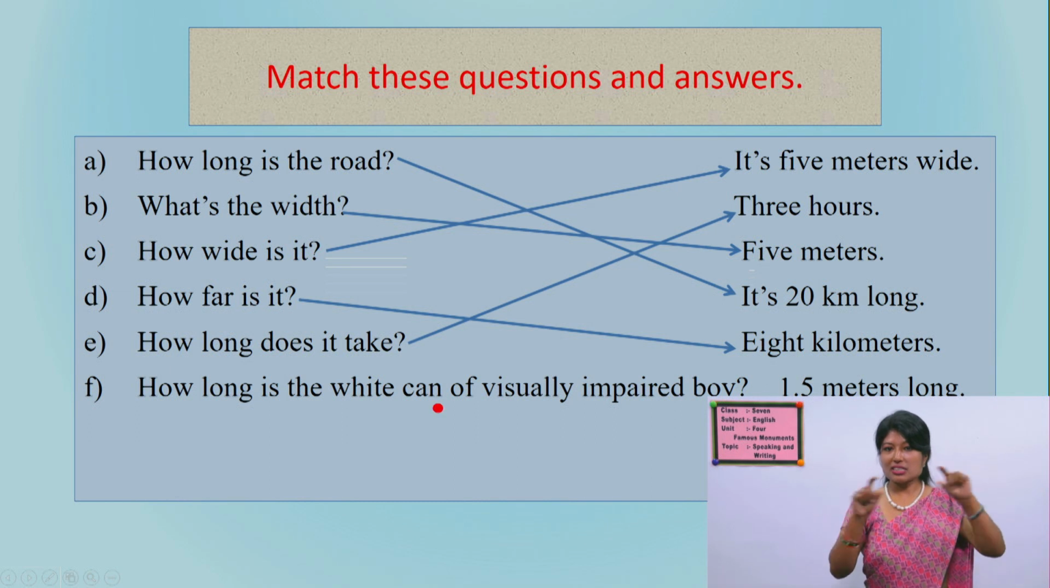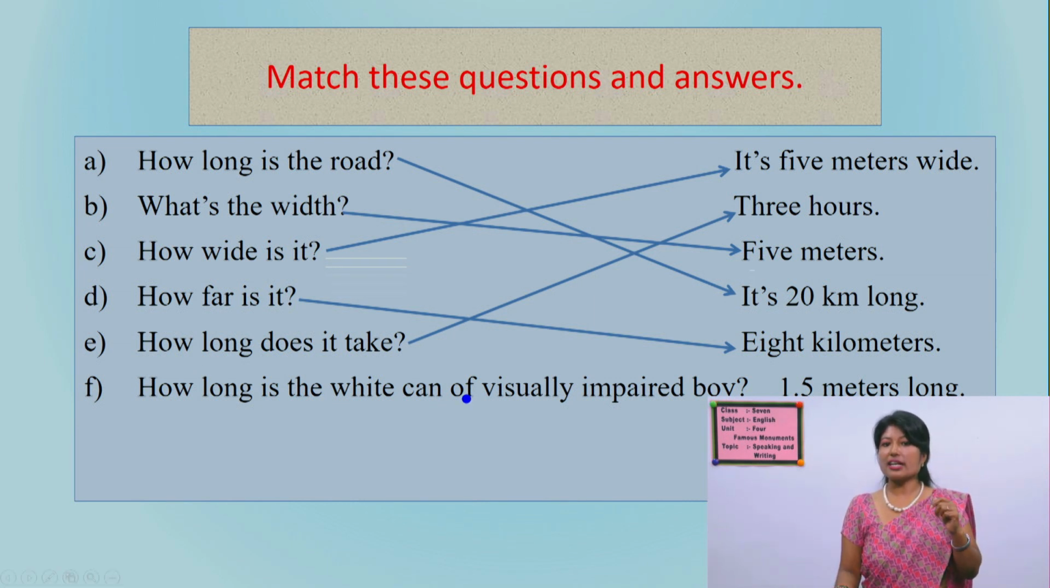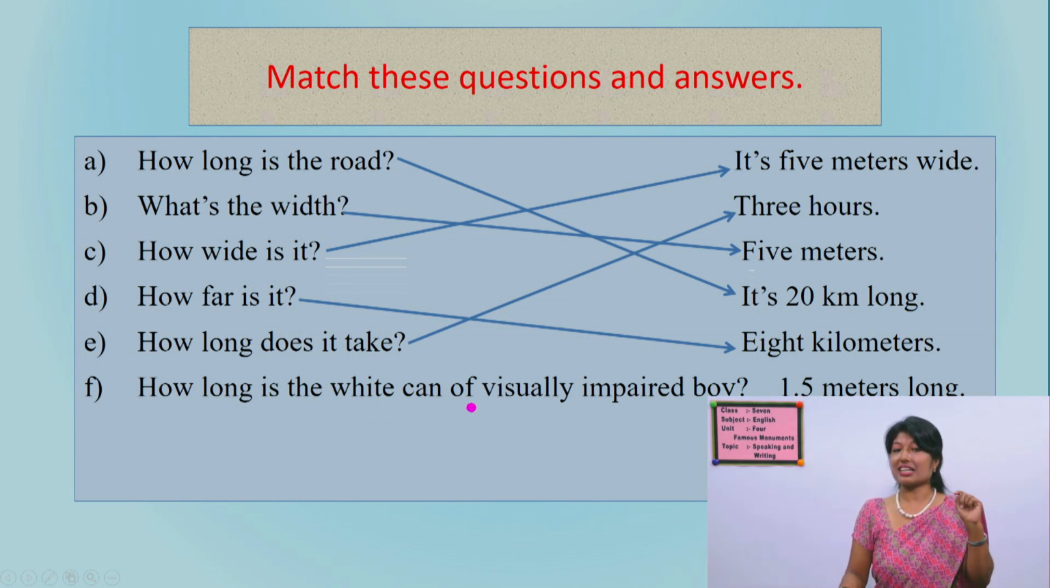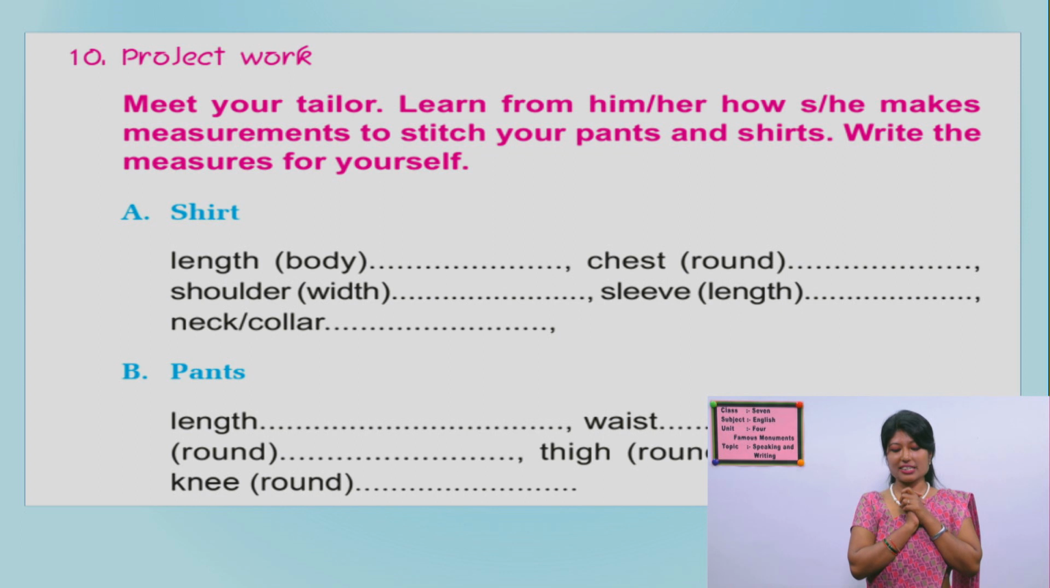White cane means the stick of the visually impaired boy who cannot see. They carry a long stick that is called a white cane. That is white in color, that's why this is called a white cane. So how long is it? It is of course 1.5 meters long. Okay, now we have one more final work, that is project work.